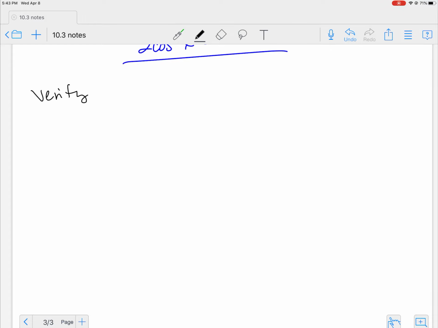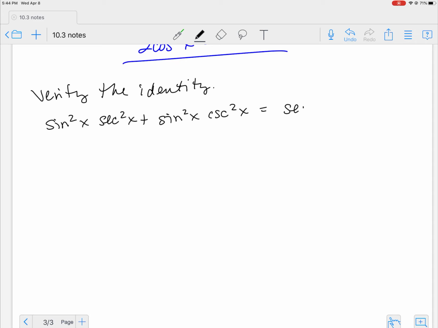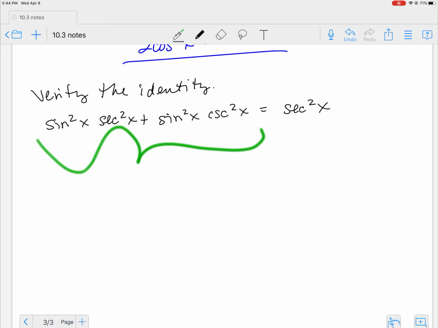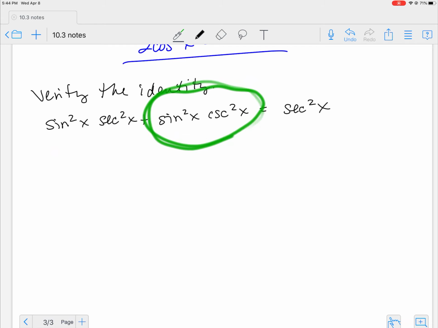Let's do one more. We should have room. Let's try it. This is an example I'm just coming up with from the back here. So verify this identity, because it's good to practice these. Sine squared x secant squared x plus sine squared x cosecant squared x equals secant squared x.